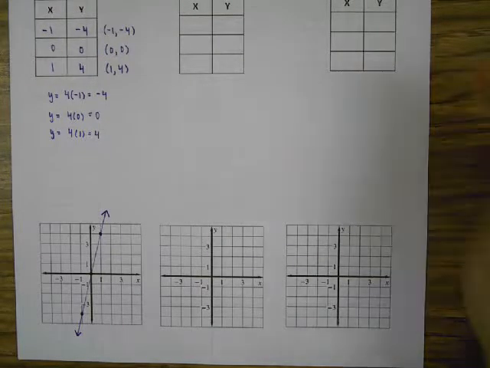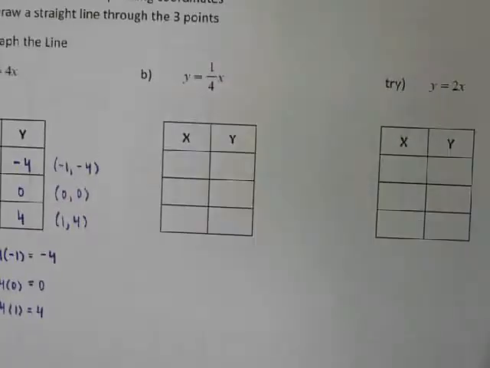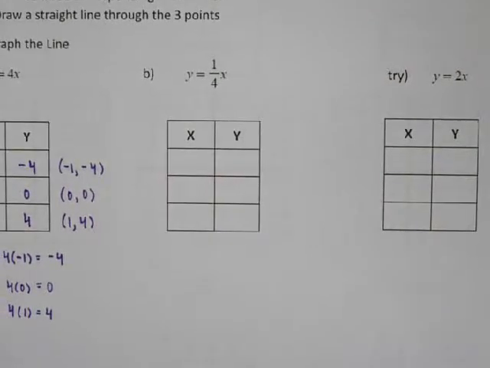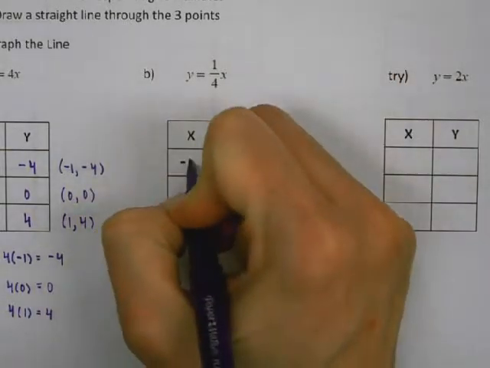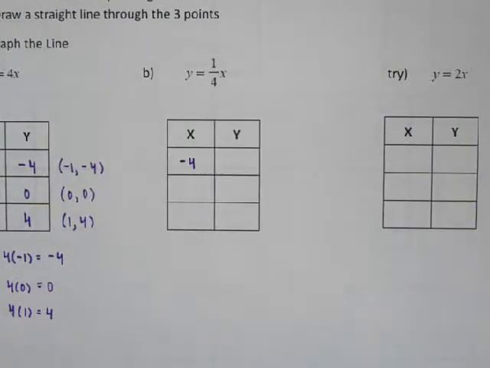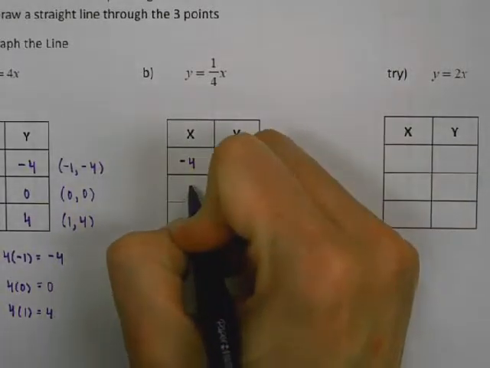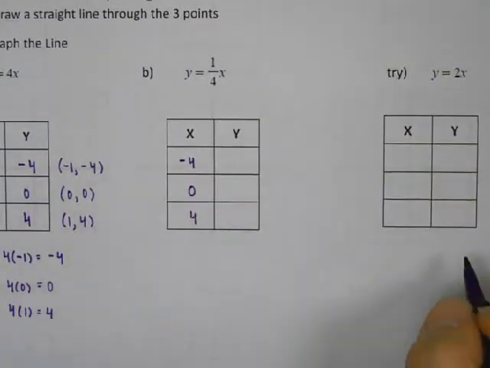Now, my second one, it's the same type of problem. This one maybe looks a little trickier because it has a fraction, but it's not a big deal. I'm just going to be a little more strategic about how I pick my points. I'm going to pick -4 because I have that fraction of 1/4, and I don't want to create points that have fractions in them. So I'm going to pick -4, I'm going to pick 0, that's always a nice, easy one to work with, and then I'm going to pick +4.